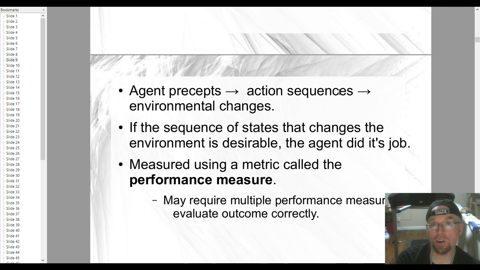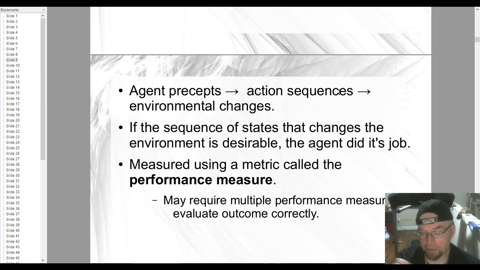So we went from A dirty, vacuum in A, that was one state, to a second state, A clean, vacuum in A, right? So those are two separate states. Now, if you get a sequence of those states that changes the environment, and that change is desirable, is good, is what you want, the agent did its job.